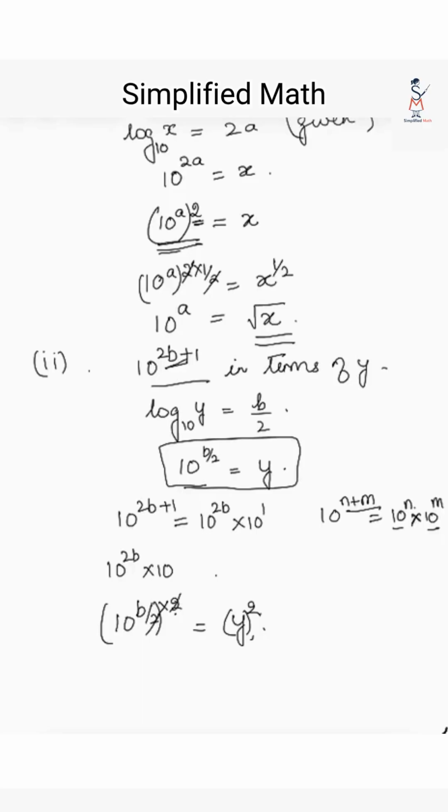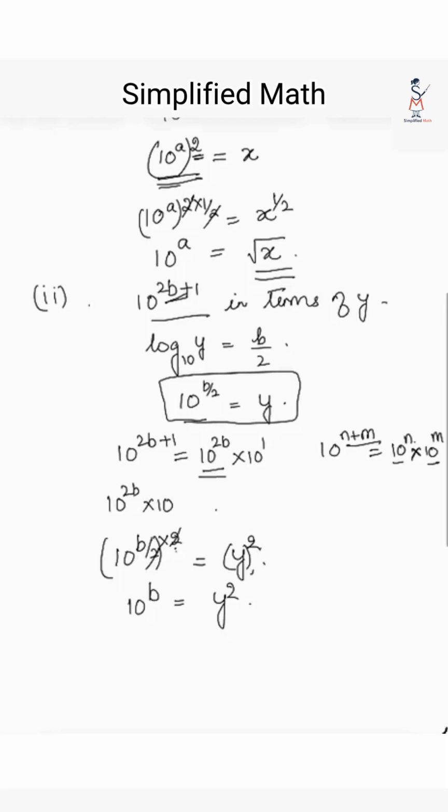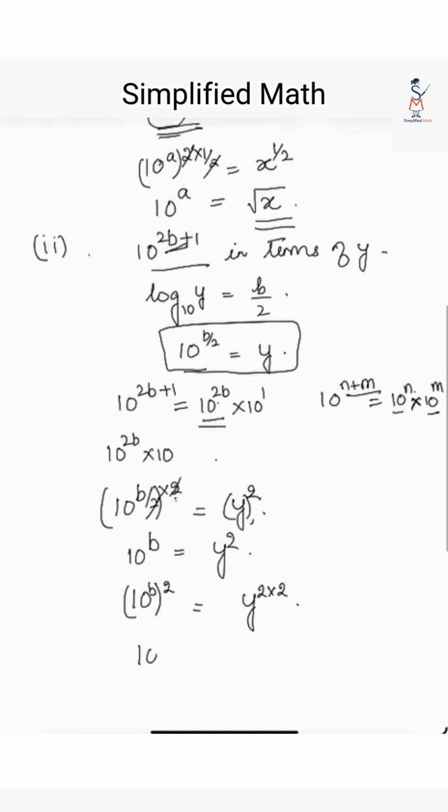तो 2 को remove करना है. कैसे remove करेंगे? The whole thing will be, the power will be multiplied by 2. So this will become 10 raised to the power b is equal to y square. Now what I want? I want 2b. Same thing again I will do. 10 raised to the power b, the power multiplied by 2, squaring the power, you can say. Same way I will do this side also. So this will become 10 raised to the power 2b is equal to y raised to the power 4.